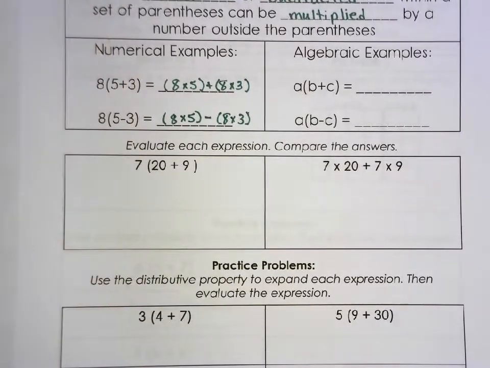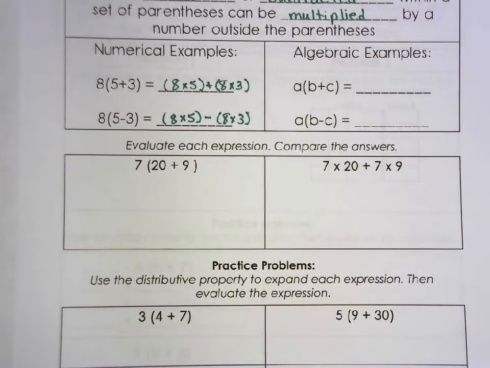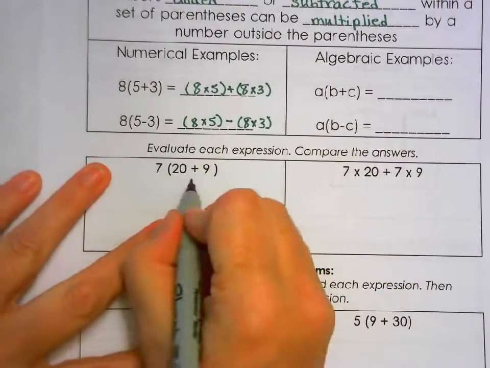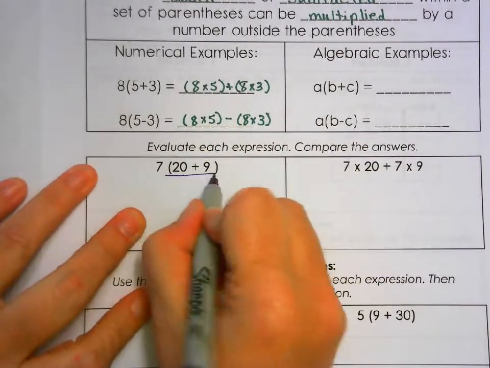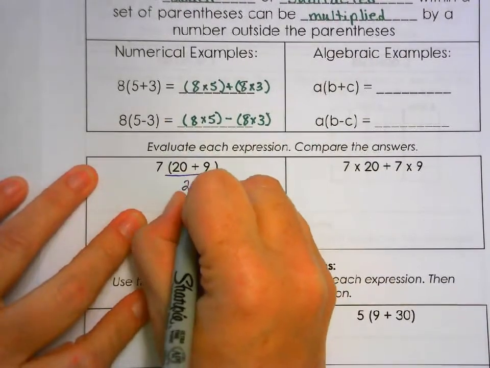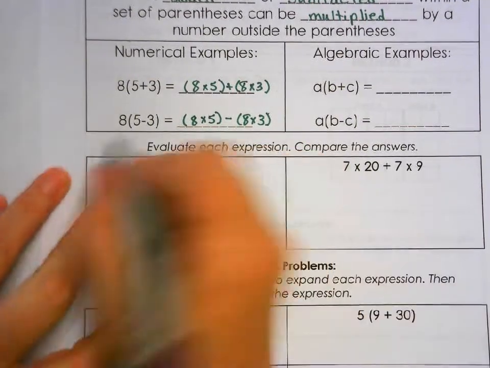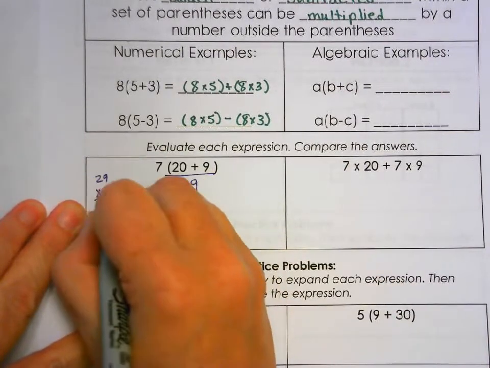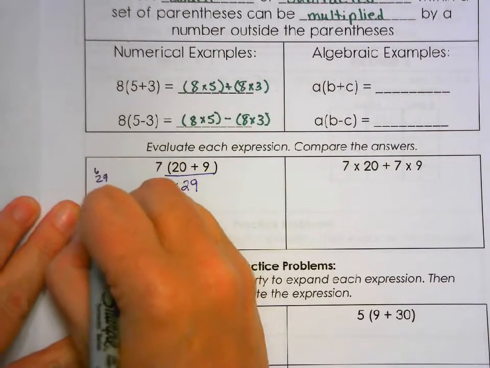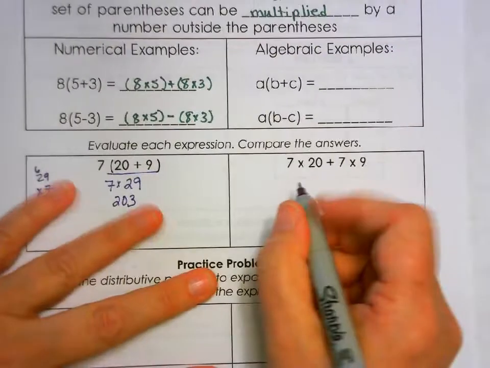Here we have two expressions, and they want us to simplify them using the order of operations. We can do this. I begin on the left. Order of operations says I need to simplify my parentheses first. 20 plus 9 is 29. 7 times 29 is, over to my work zone, is equal to 203. Let's look at this one.